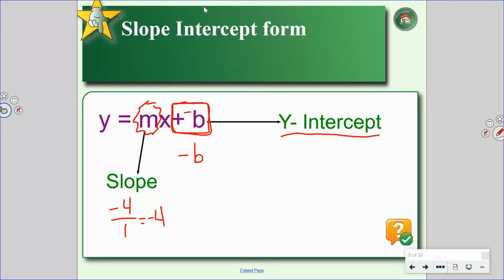So please pause the video if you need. Put this right at the top of your paper: slope-intercept form, where the y-intercept goes at the end in place of the b value or term, and the slope goes before the x. It is the coefficient in this equation. Pause if you need. Come on back.